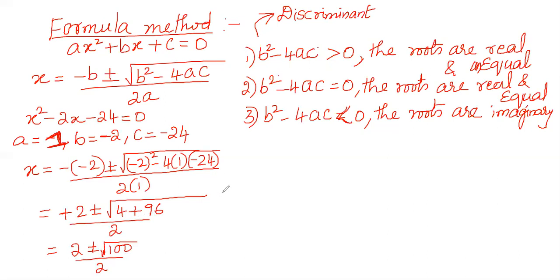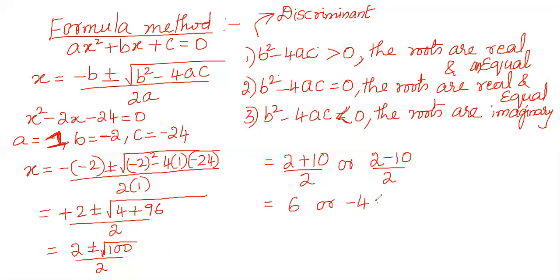Right? And now that is equal to 2 plus square root of 100 is 10. So 2 plus 10 divided by 2, or 2 minus 10 divided by 2, because it's plus or minus. So what do you get? 2 plus 10 is 12, 12 by 2 is 6, or 2 minus 10 is negative 8. Negative 8 by 2 is negative 4. Right, you get 6 or negative 4. This is the solution. They are called the roots of the equation.